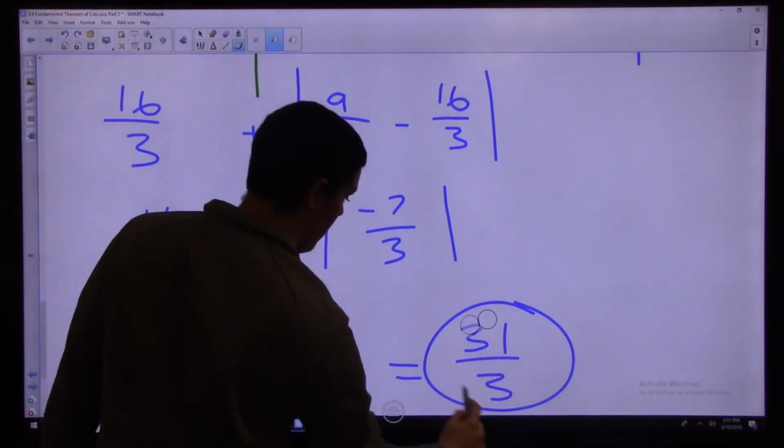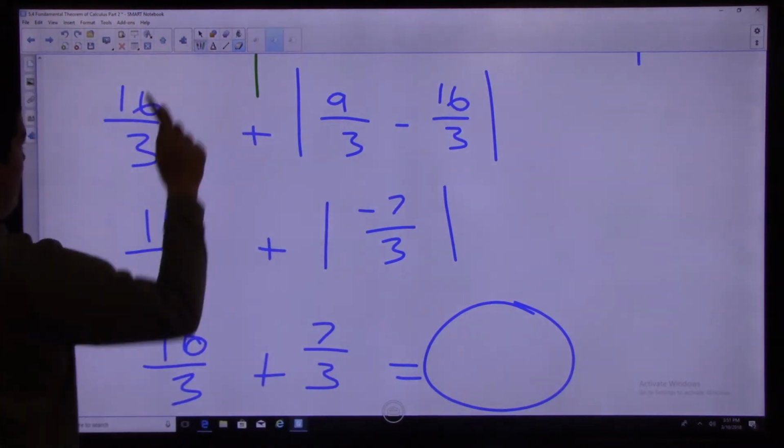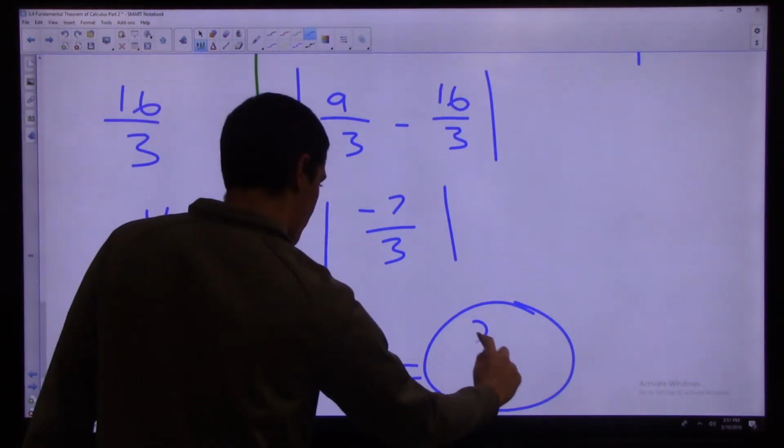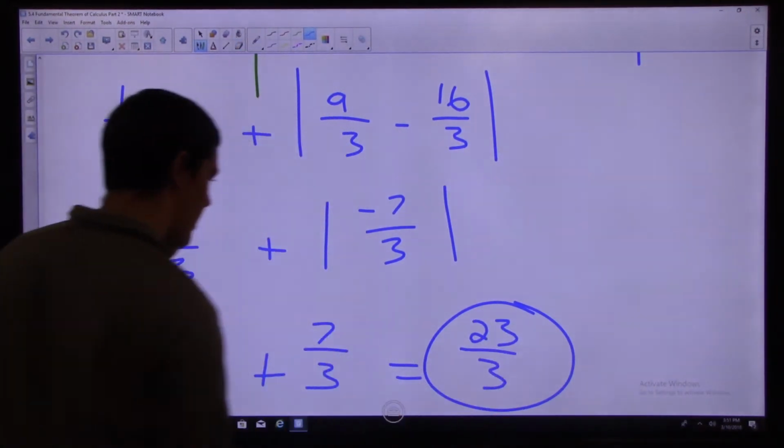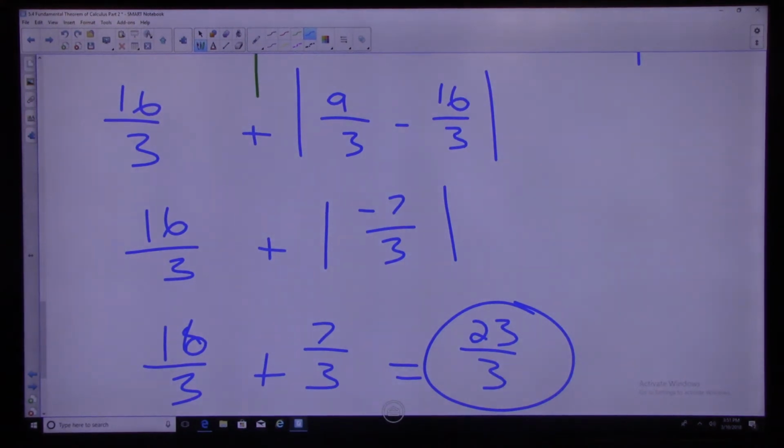And so therefore, the answer here is 23 over 3. Okay, so 23 thirds is our answer. That is the area under the curve. Now to kind of wrap this up, guys.